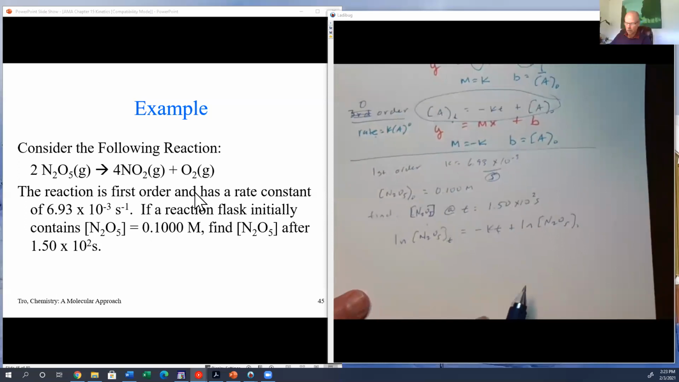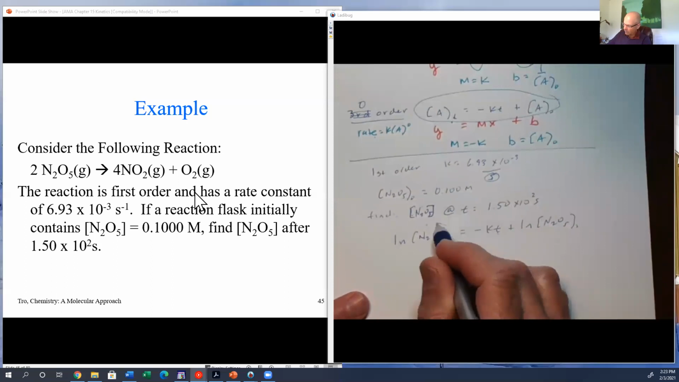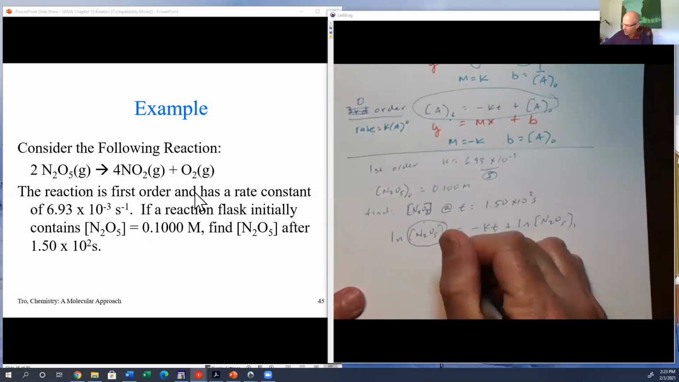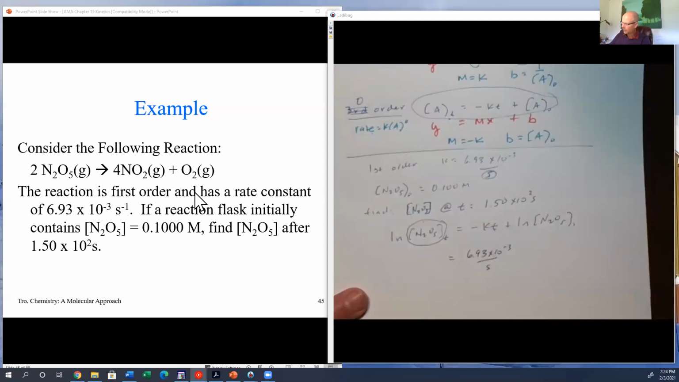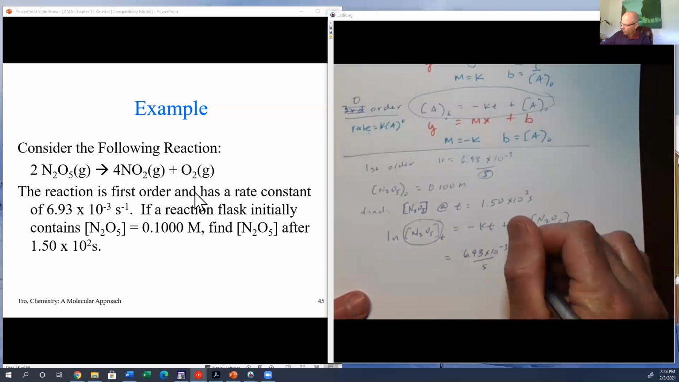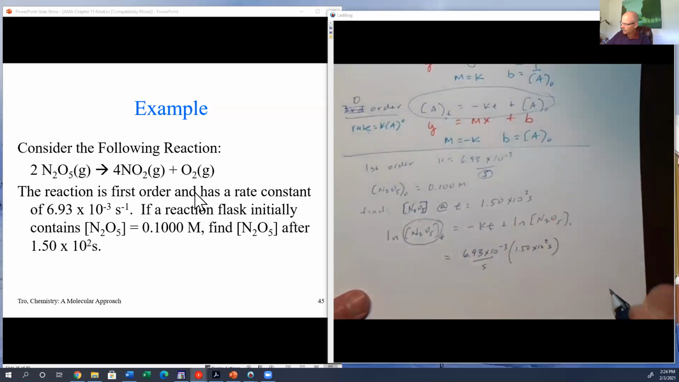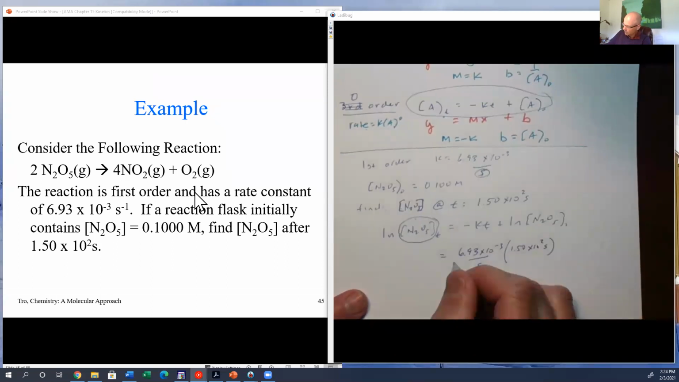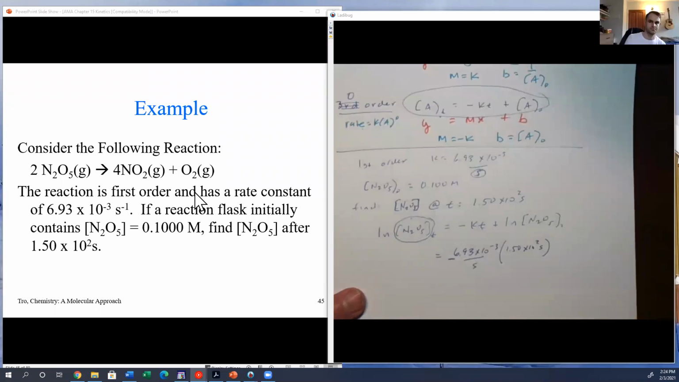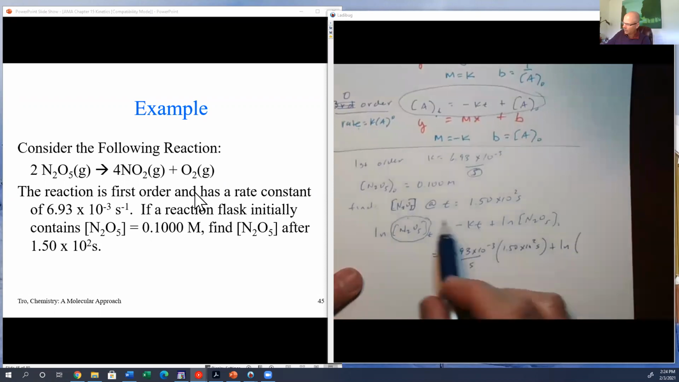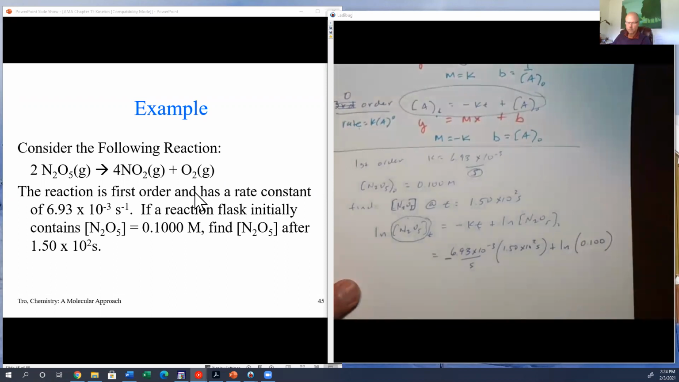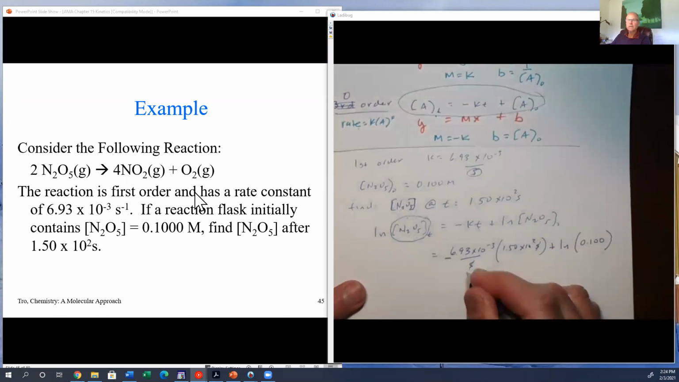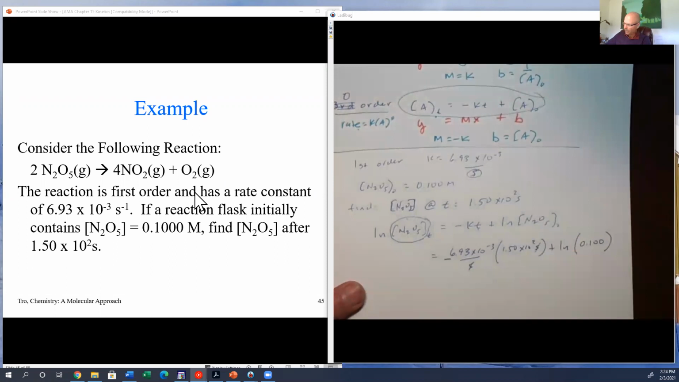Okay. So I'm trying to find this, so I'm going to plug everything else into this equation. Minus K, 6.93 times 10 to the minus 3 per second, times time, 1.50 times 10 to the 2 seconds. Ooh, what did I forget? My minus sign, right? So I need that minus sign. Plus the natural log of initial N2O5, which is 0.100 molar. Notice that my seconds cancel. That tells me that I'm using consistent units. And this comes out to be equal to negative 3.343.